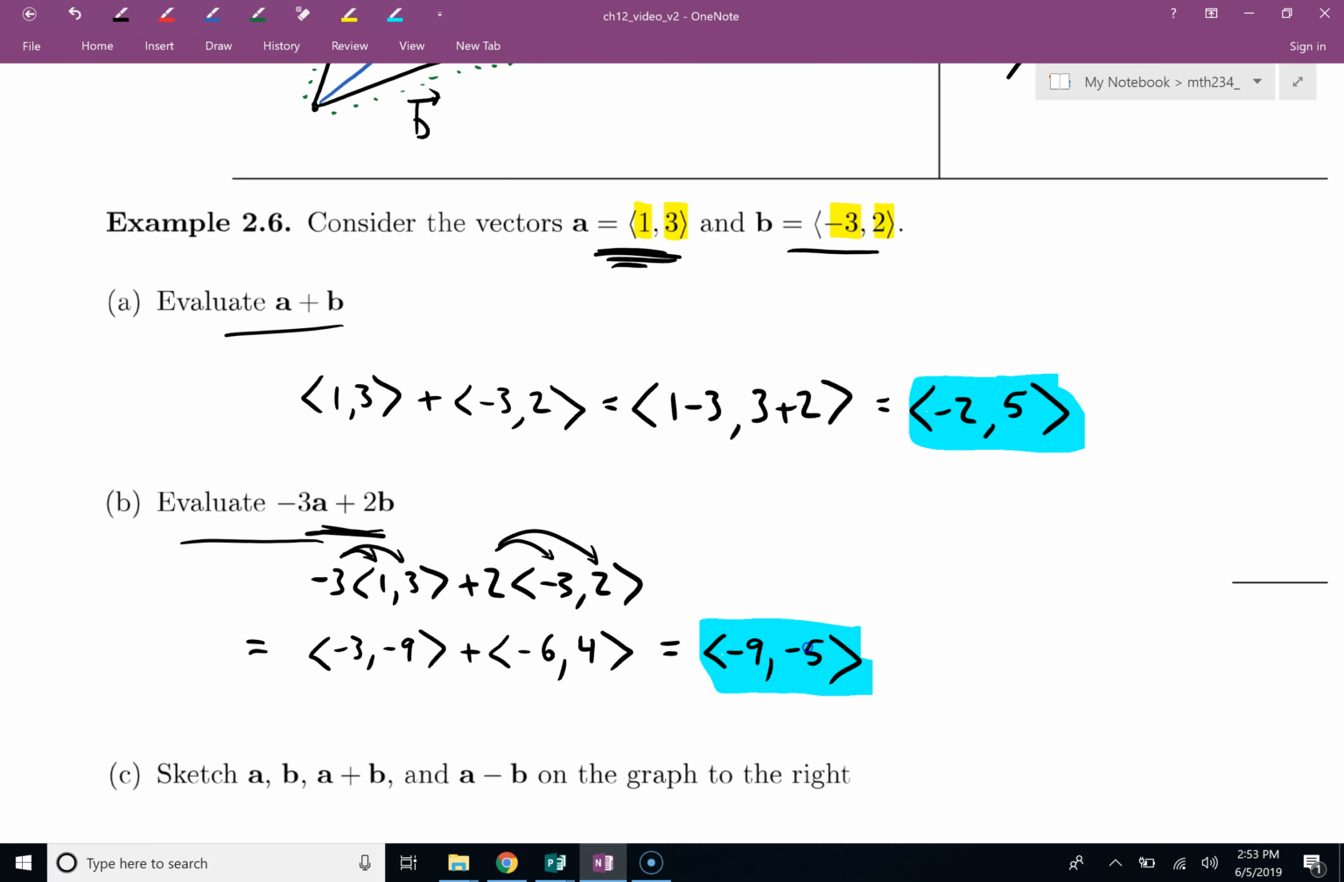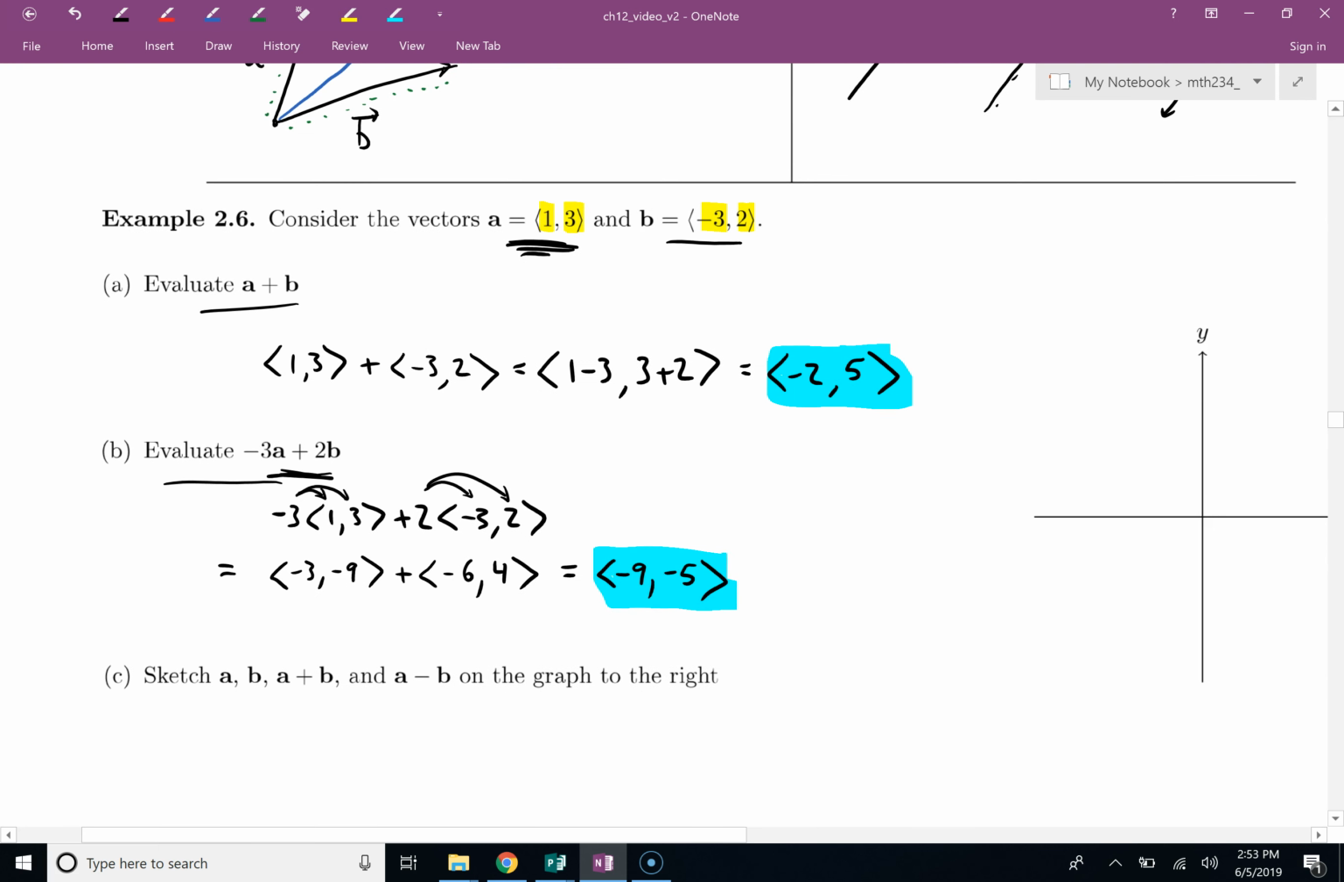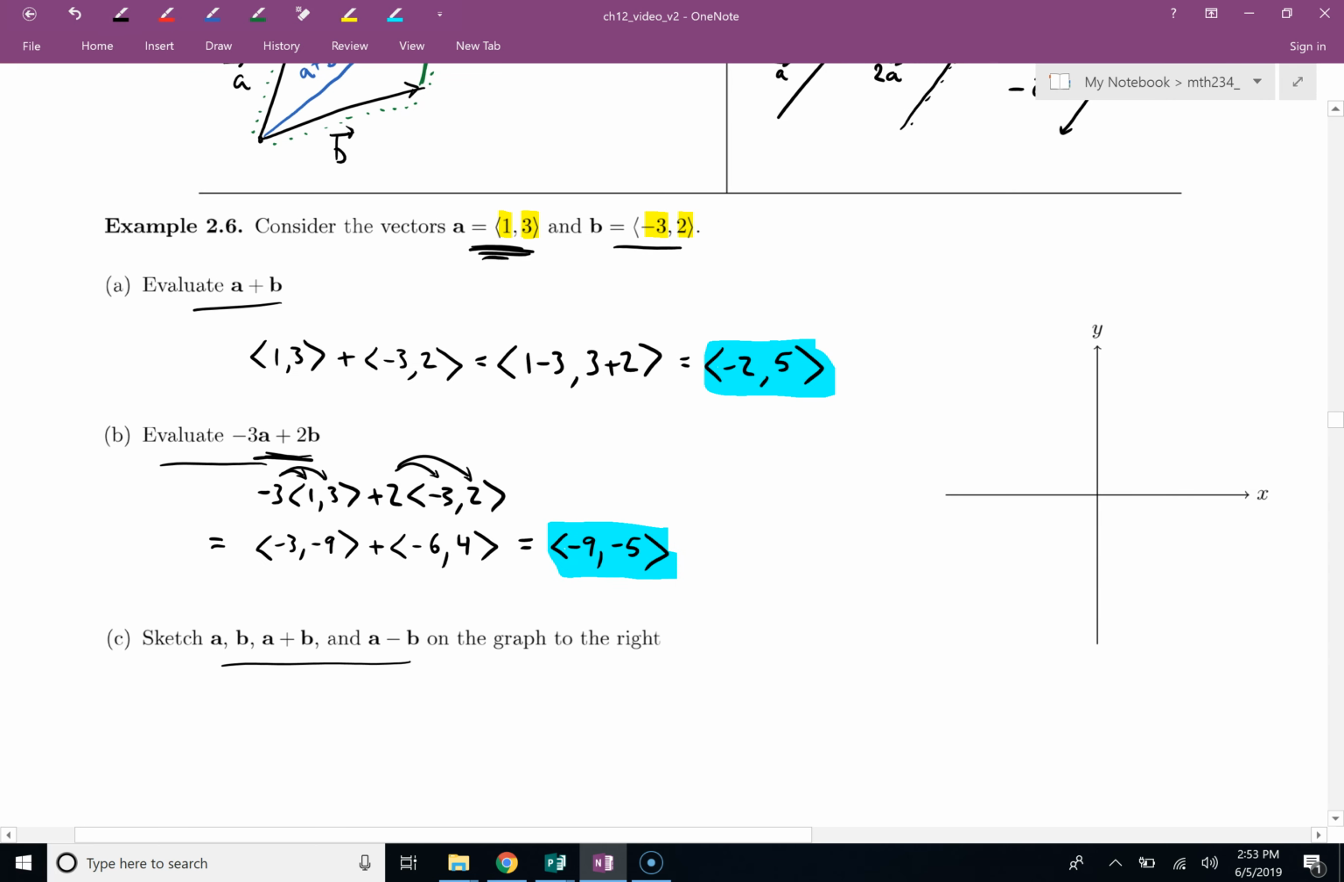All right, so this is the root algebra of it to some extent. And if we wanted to do the geometry as well and really see that these things do behave like I've told you they do, let's sketch these. I'm going to sketch A and B, and then we'll do the more complicated things, the A plus B and the A minus B. So A and B. A is 1, 3. So, okay, 1 in the X direction and 3 in the Y direction. Let me use blue for this. So that right there is going to be A.